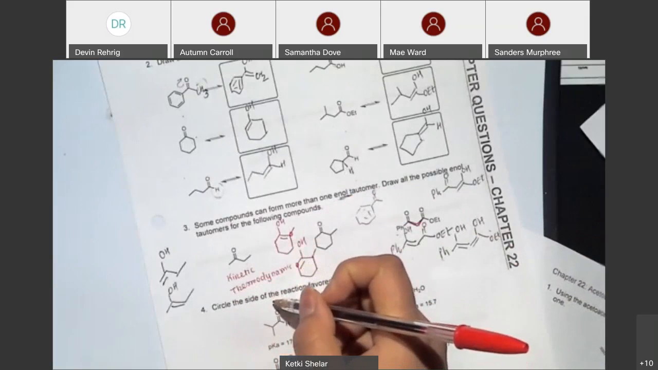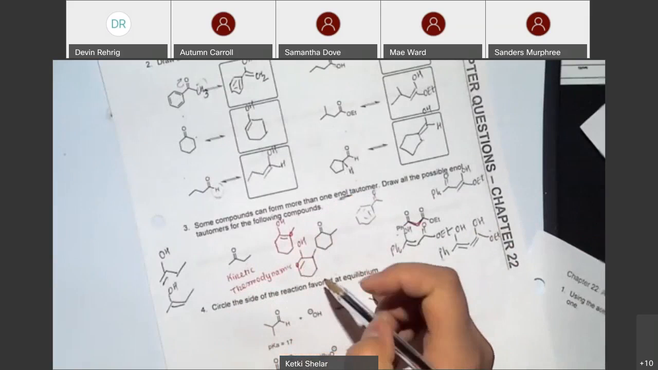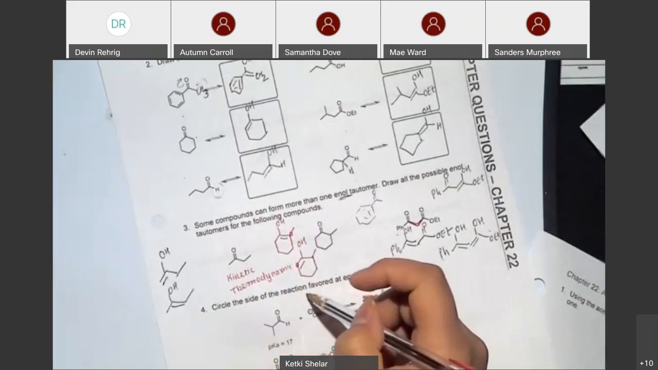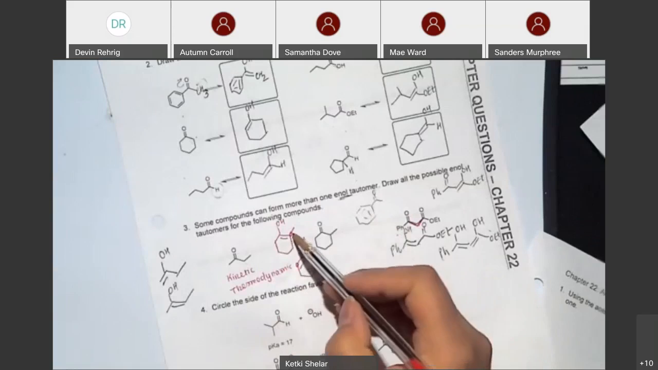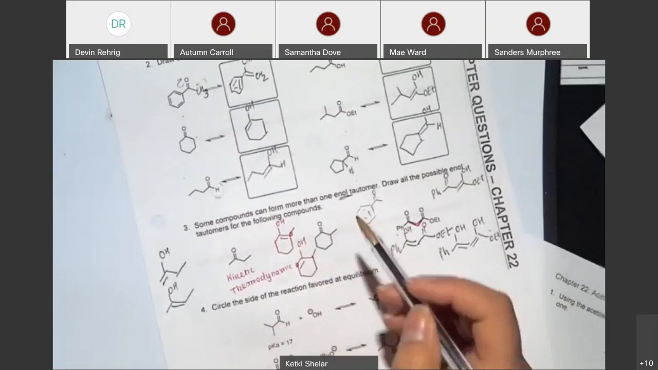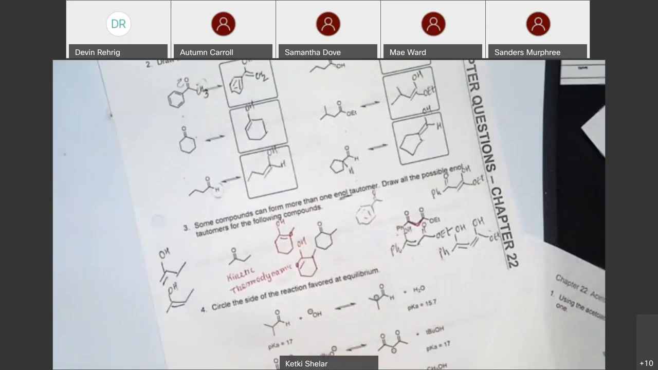Kinetic, thermodynamic. Okay, so this is the example of it. And here you can understand that this is sterically hindered. So let me write it on a page.